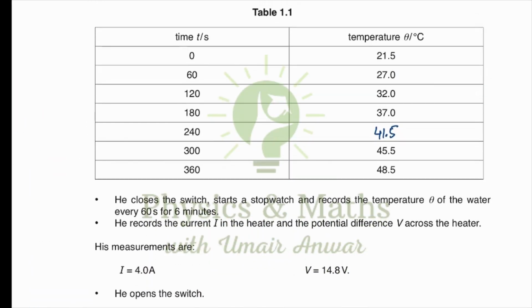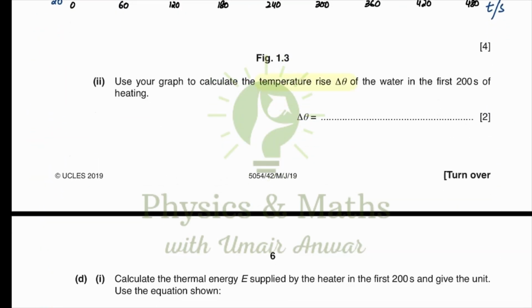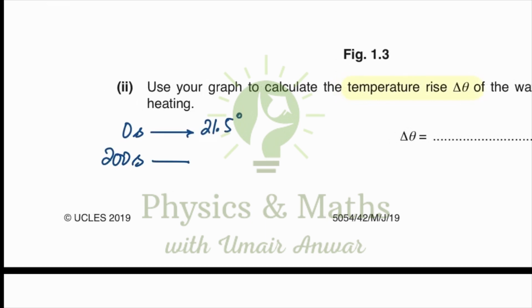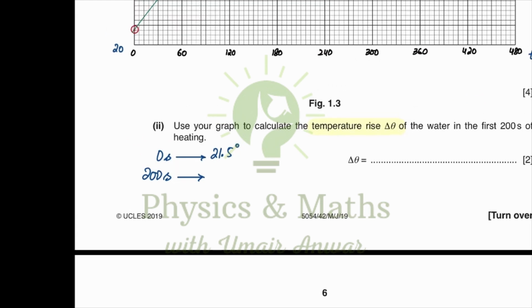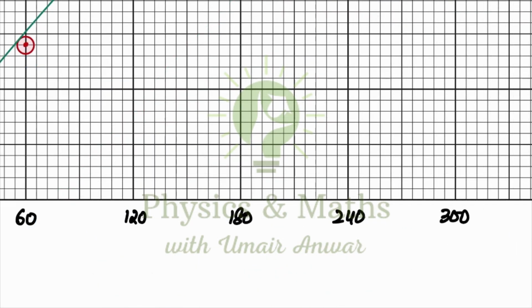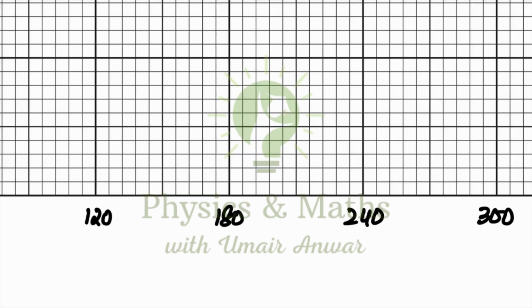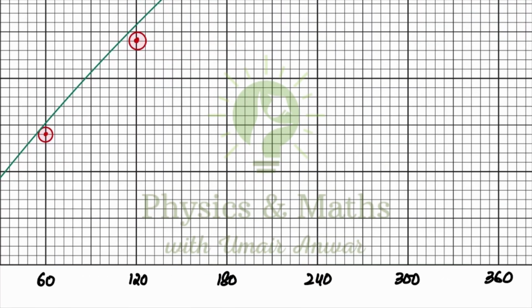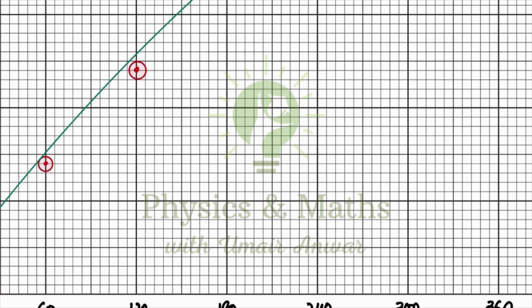So at 0 seconds we have the temperature of 21.5. I'm going to note it down here, and from the graph we have to calculate the value of temperature at 200 seconds. Now in this graph we can see that each small box is representing 6 seconds. So this is 186 seconds, 192 seconds, 198 seconds. So the time of 200 seconds would be a little after, or 1/3 distance after the third small box.